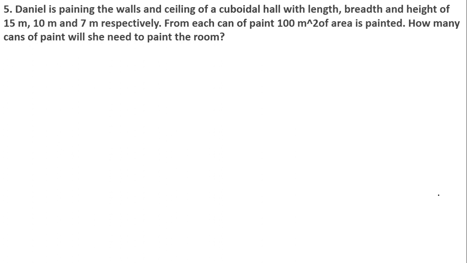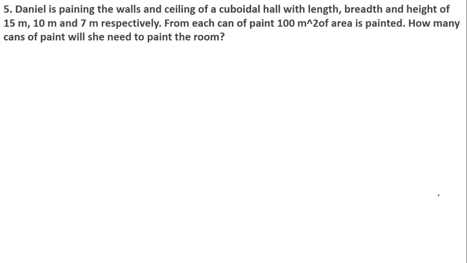Okay, moving on to the next question, students. Daniel is painting the walls and the ceilings of the cuboidal hall with length, breadth and height given as 15 meter, 10 meter and 7 meter respectively. From each can of paint 100 meter square area is painted. How many cans of paint will she need to paint the room? Now here again look at the question carefully. What is given? Length is given. Length is equal to 15.